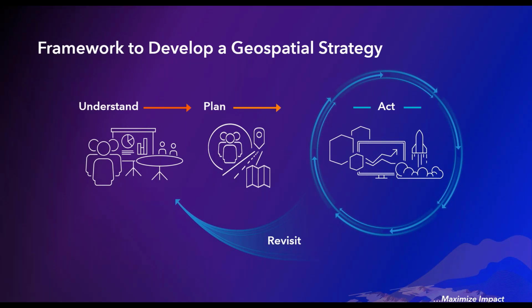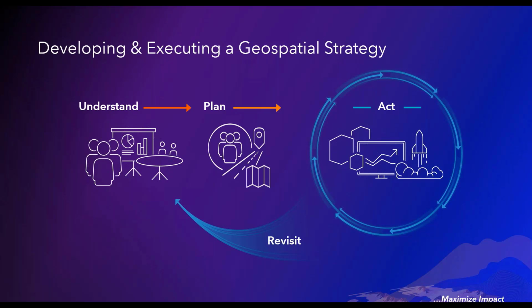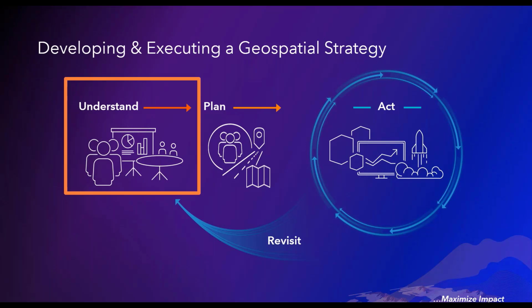So once you have a team that represents those three key roles, you can begin to work on your geospatial strategy. Developing and executing the strategy involves 4 distinct phases: understand, plan, act, and revisit. So let's dive in to understand what's included in each of these phases. First, we will focus on the understand phase.